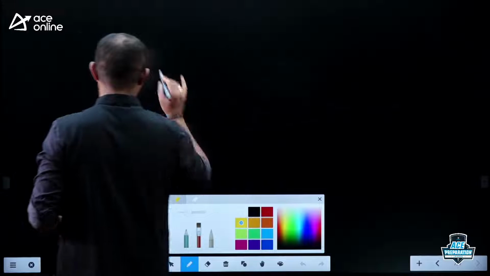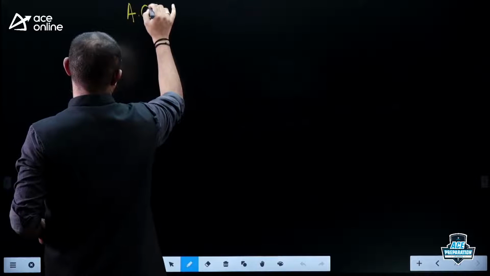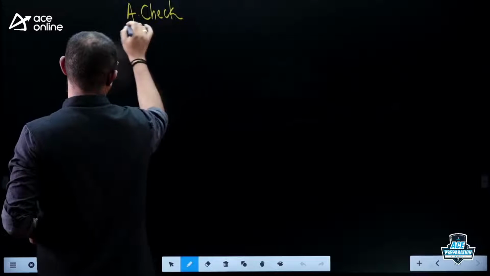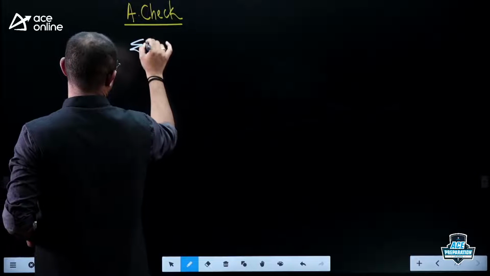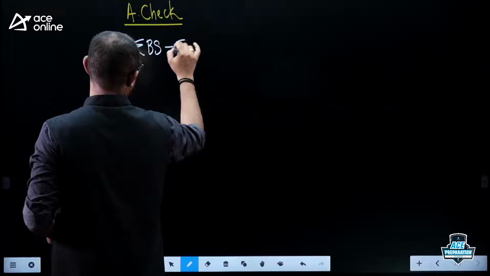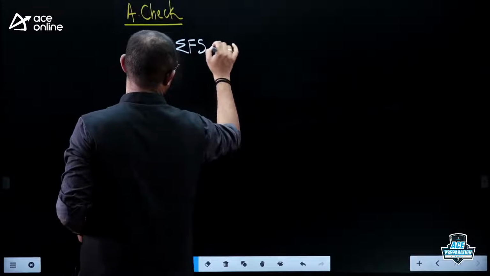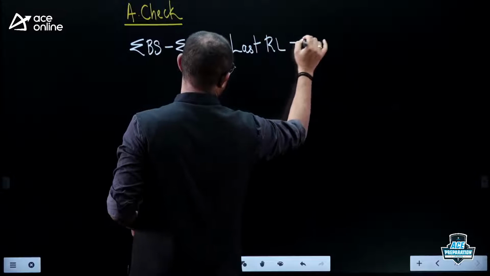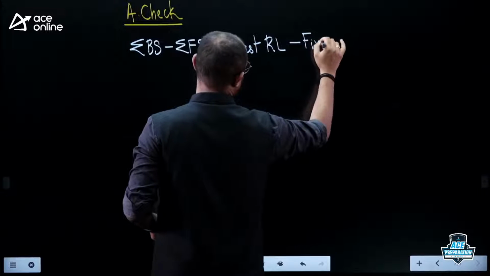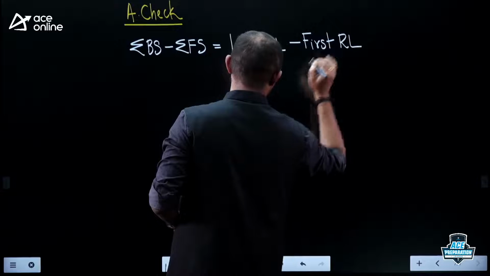What is the arithmetic check here? The arithmetic check goes something like this: the summation of all backsights minus the summation of all foresights should be equal to the last reduced level minus the first reduced level.